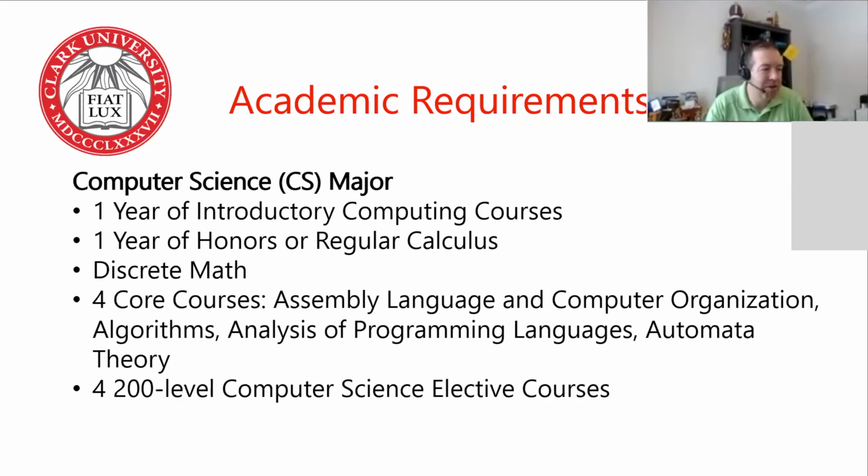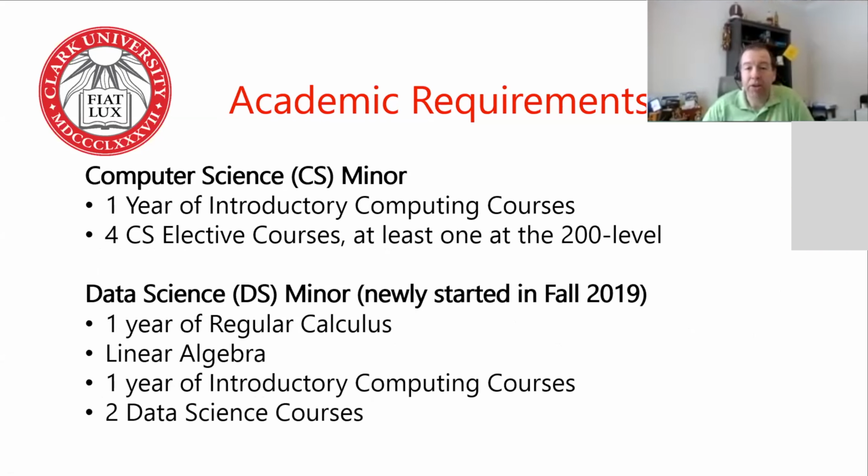All right, so those are the academic requirements for the major. We also have a CS minor. The CS minor has the intro sequence, so it starts out the same way, and then you take four more courses beyond the intro sequence, so it's six courses total. At least one of those courses needs to be at the 200 level, and you can use that discrete math course as one of those options as well, of the six courses.